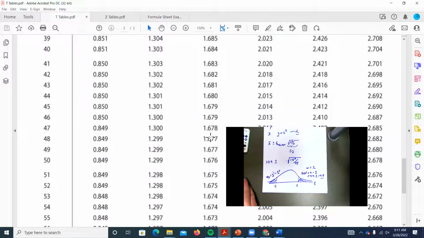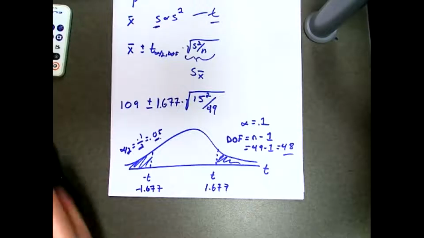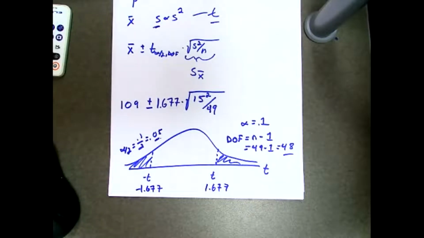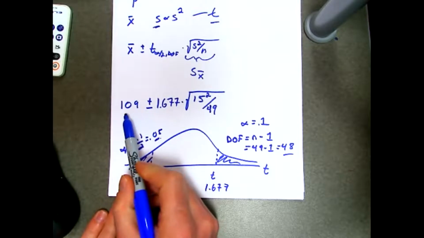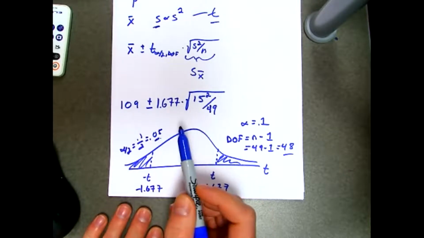So 1.677. And think about it, it's really positive and negative 1.677, but that's already built into our formulas, right? Adding that margin of error to get the upper bound, subtracting that margin of error to get the lower bound. Now at this point, it's just a matter of computation, right? This was 109. So now it's just a matter of computation, right?